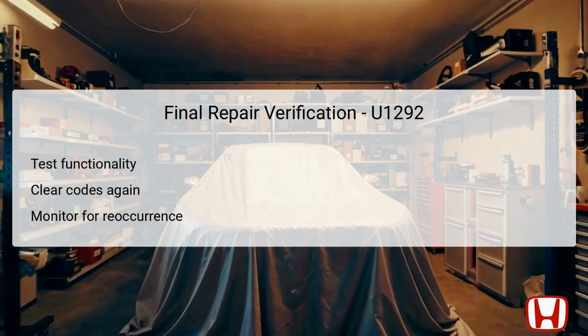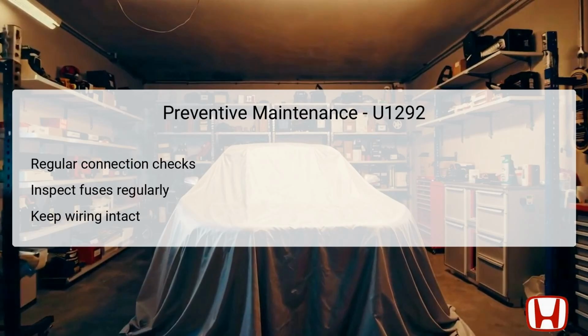After ensuring that the component operates smoothly, it is important to clear any DTCs again using the Honda Diagnostic System, HDS. It is also advised to monitor the system for any reoccurrence of the error code. If the DTC reappears, further investigation may be required to ensure that all connections are intact and that no other underlying issues are present. This final verification is critical to ensure that the vehicle is returned to operational condition without lingering faults. Preventive maintenance plays a crucial role in mitigating issues such as DTC U1292 in the future.